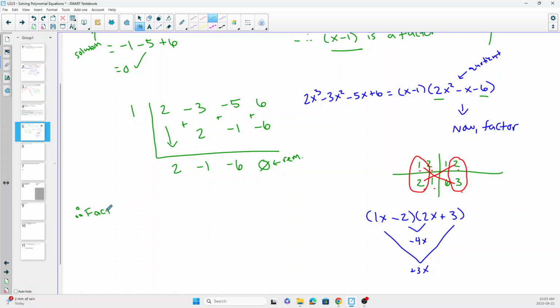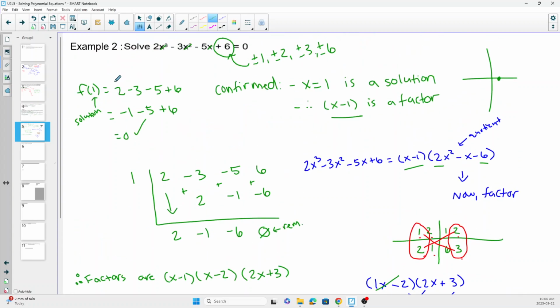And this is not the solutions, but factors are, and don't forget about the ones we've already done, okay? We already factored out that x minus 1. Factors are x minus 1, x minus 2, which is this, 1x minus 2, and 2x plus 3. Okay? Those are the factors. That is not what the question asked us.